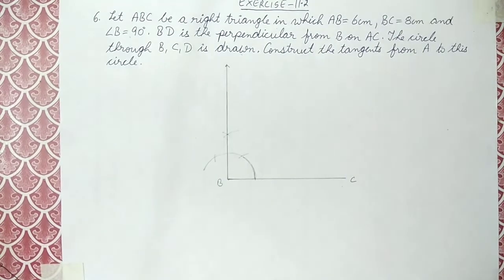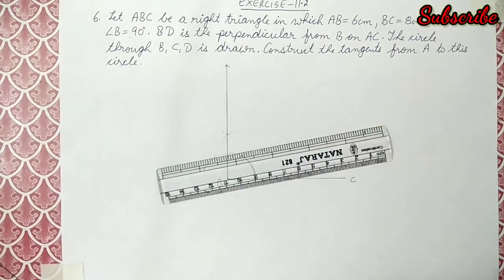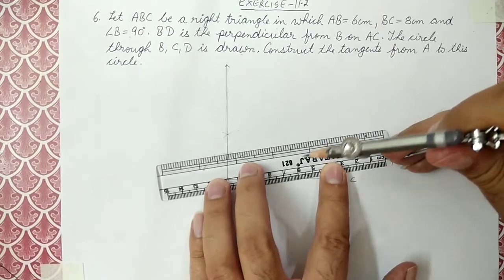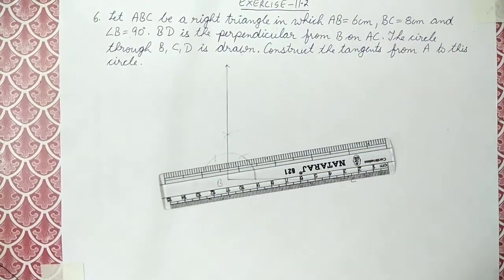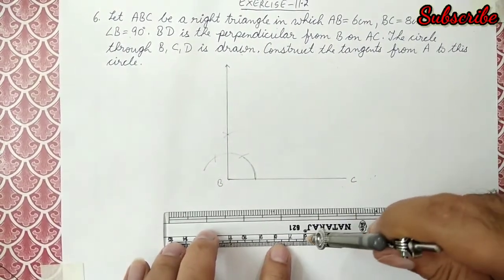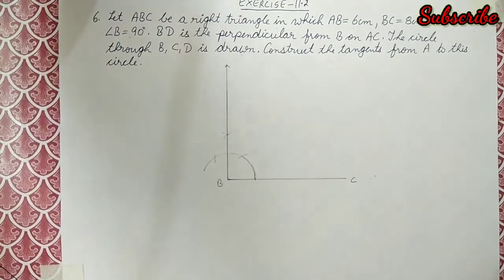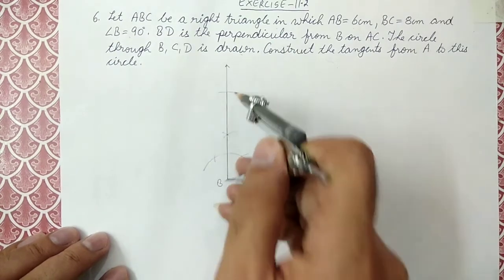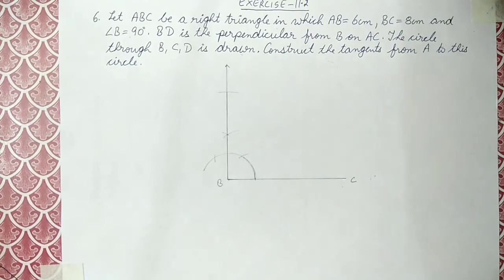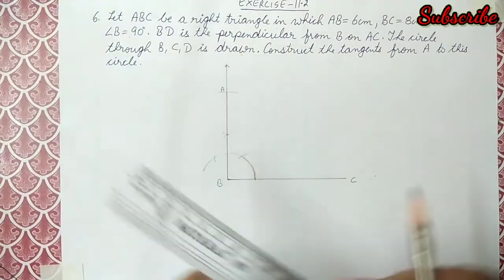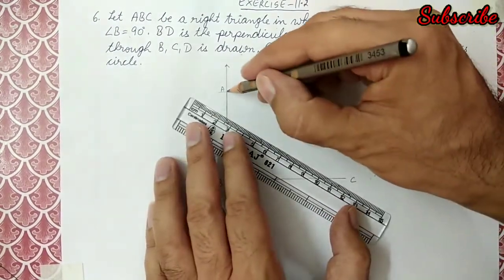Now, AB is given as 6 centimeter. So what we do, we just open the compass equal to 6 centimeter. So this we have measured 6 centimeter here. Right. So now we draw an arc from this point on this line. Right. And this will be our point A. And we join AC to complete the triangle.